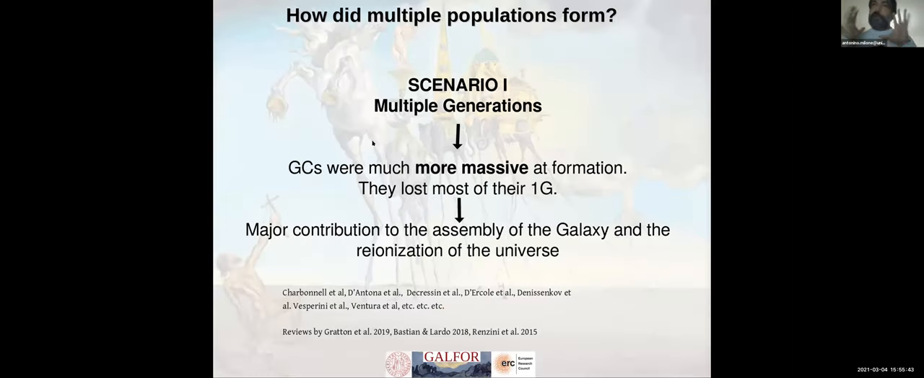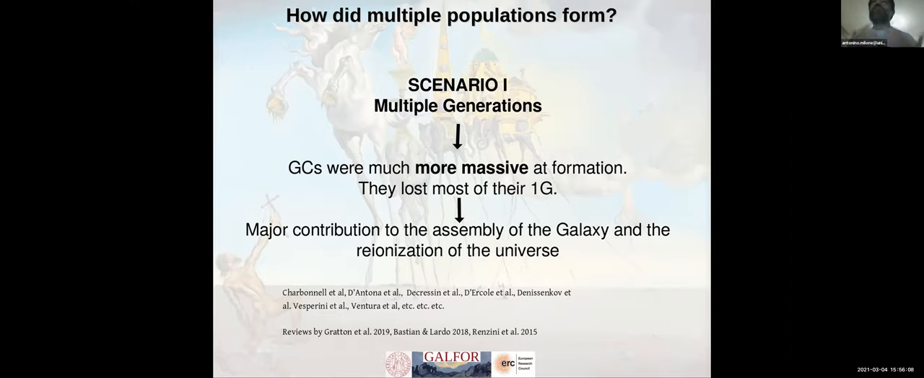Okay, so these are the observational tools that we have for globular clusters. We now try to use these tools to constrain the formation of globular clusters. Some of you already discussed the scenarios for the formation of multiple populations. I will summarize them in two main groups of scenarios. I know that it's not entirely correct, but okay.